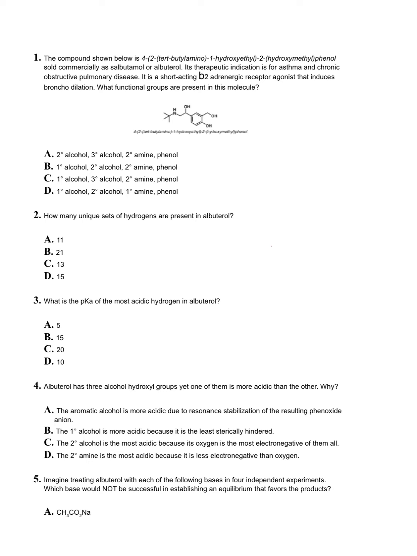So here we have the primary alcohol. Here we have an aromatic alcohol called a phenol. We have a secondary alcohol. And then here we have a secondary amine. So the correct answer for this one looks to be B: primary alcohol, secondary amine, and phenol. So how many unique sets of hydrogen are present in albuterol?